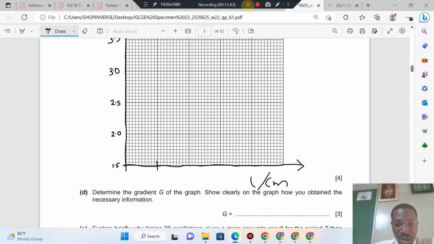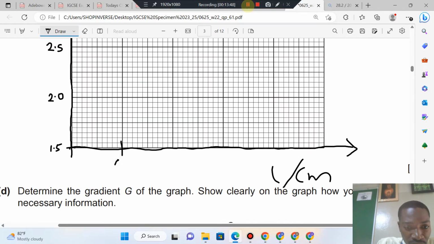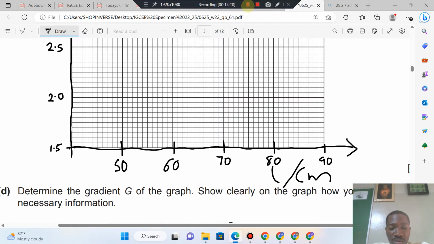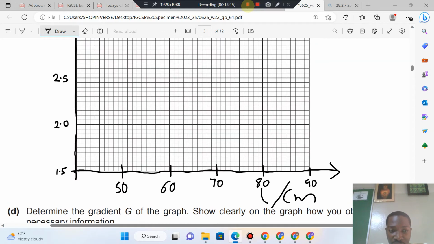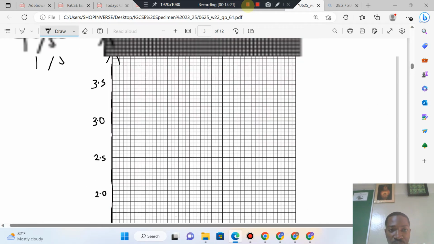Let me zoom in so it can be easy for me to write all of this. This will be my 50 centimeter. This will be 60, this will be 70, this is 80, and this is 90, all in centimeters. Okay, so you have shown the axis and the labels, that is length in centimeters and period squared in second squared. All of that gets you your full 1 mark.